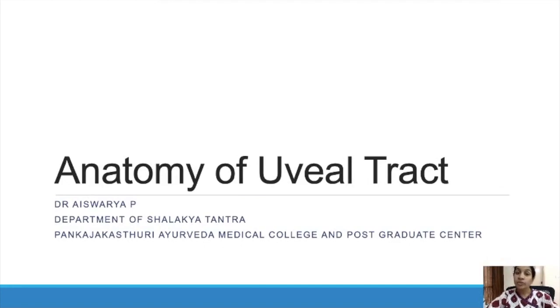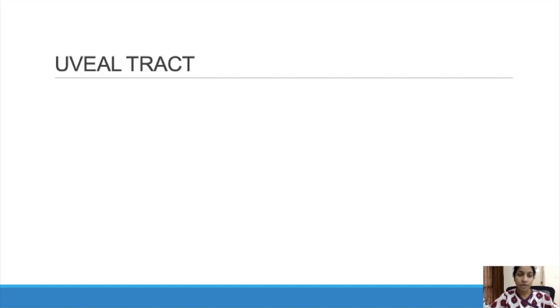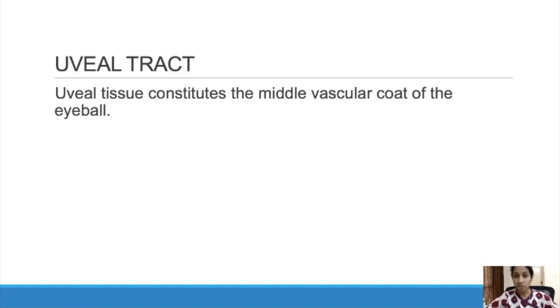Hi. So before dealing with the diseases of the uveal tract, we will see how the anatomy of the uveal tract goes. Okay? So, the anatomy of the uveal tract. Uveal tissue constitutes the middle vascular coat of the eyeball. So you all know the eyeball is divided into three coats, right? First one is the fibrous coat, second one is the vascular coat, and the innermost is the nervous coat. So today we are dealing with the uveal tract, which is the middle vascular coat of the eyeball.